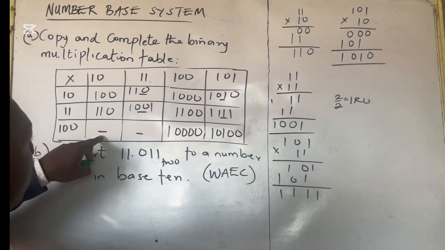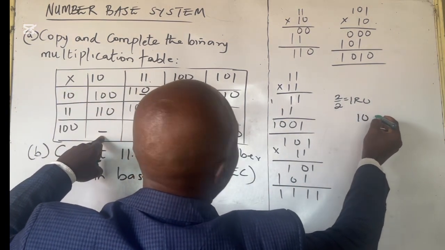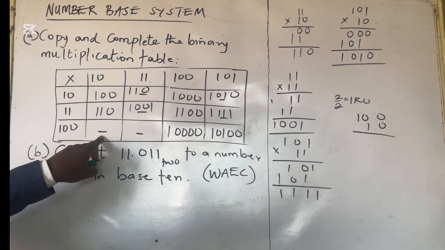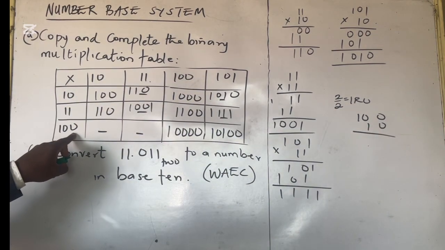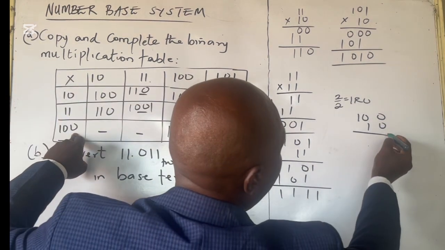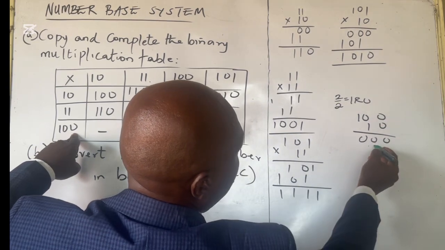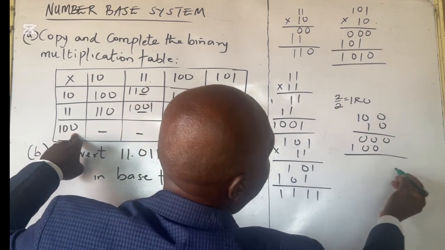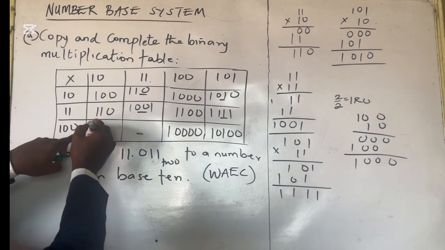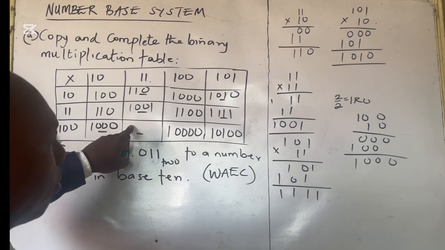So the last two now, which is 1, 0, 0 and 1, 0. 1, 0, 0 and 1, 0. So that will give you 3 digits. That's 0. 1 times 3 digits, 0, 0, 1. So when we add up, we have this now: 1, 0, 0, 0.